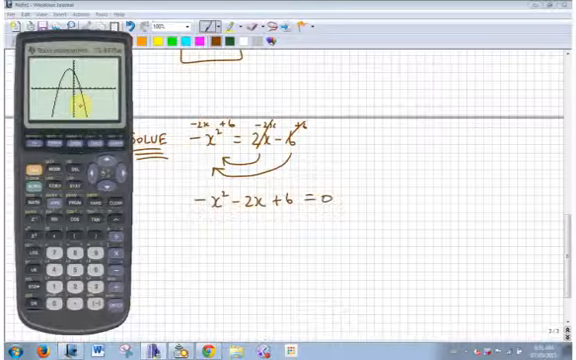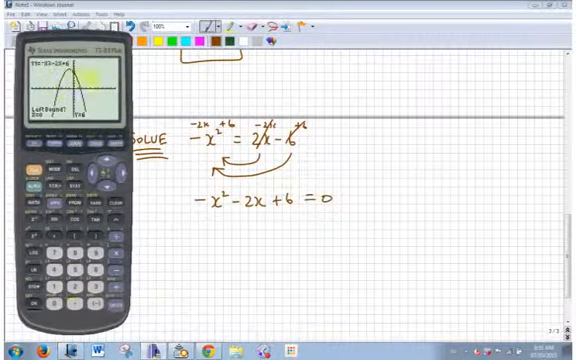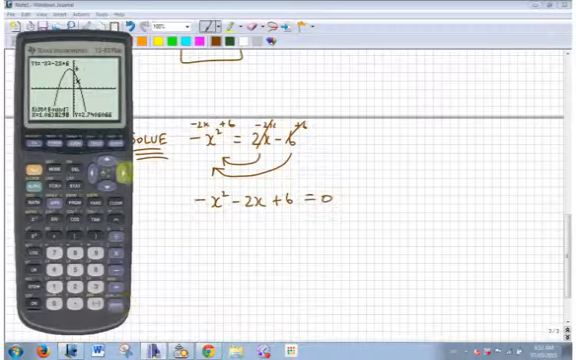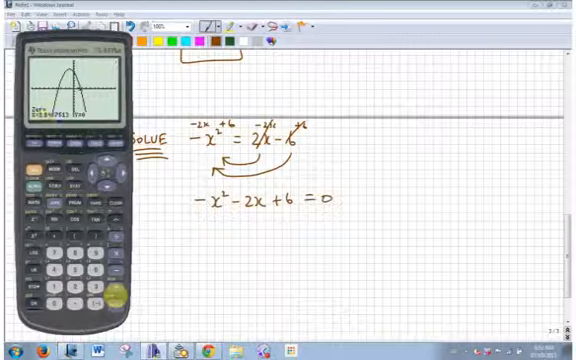How do I find them exactly? Second function, calculate, 0. Oh, let's do the right one first. Go left of the right one. That's above it. Enter. Go right of it. That's below it. Enter. Guess. Yes, please. Let's just do hundredths. 1.65. That's one solution.